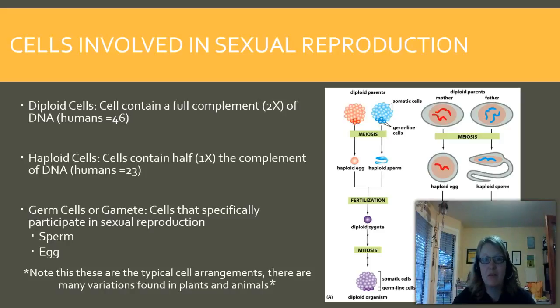So in humans, this is 23 chromosomes. And this is what we're talking about when we talk about your sperm and egg cells. The sperm and egg cells are referred to as germ cells or gametes, and these are the cells that specifically participate in sexual reproduction. And it's important, as I said, to note that not everybody is diploid. There's all sorts of variations on this, but diploid is a pretty standard arrangement of chromosomes. So make sure you have these terms correct before we move on to how these haploid cells are actually produced.